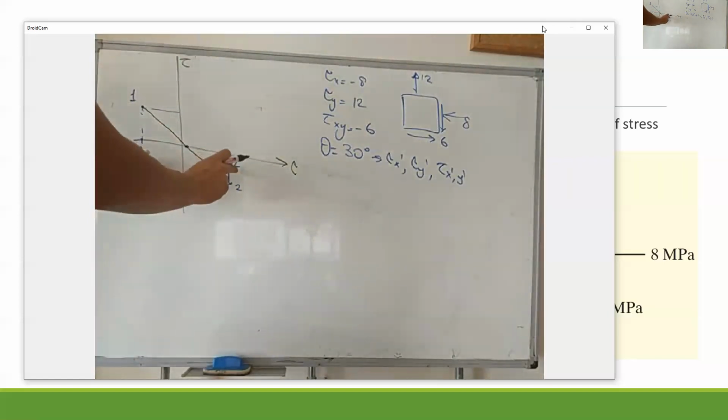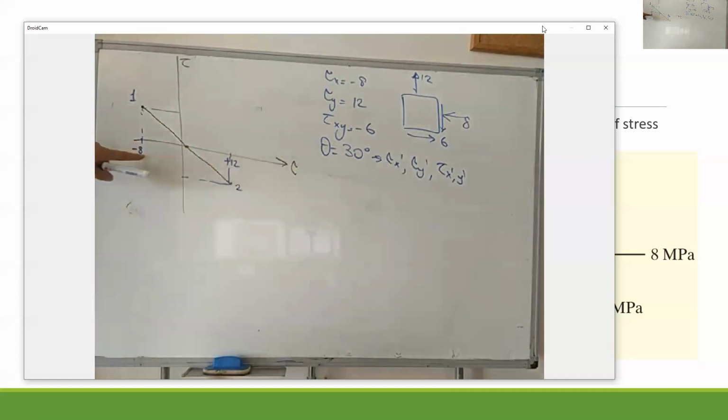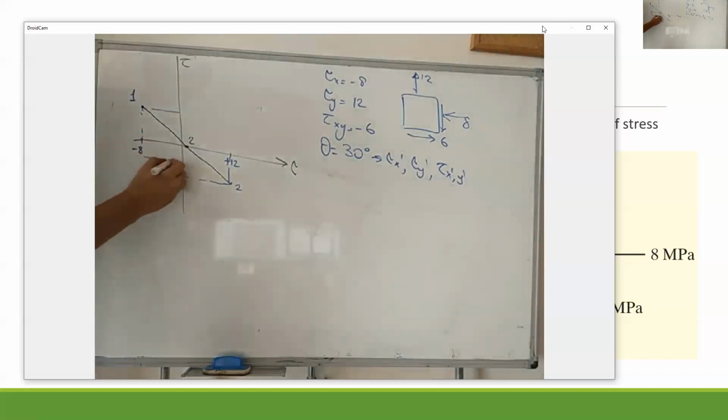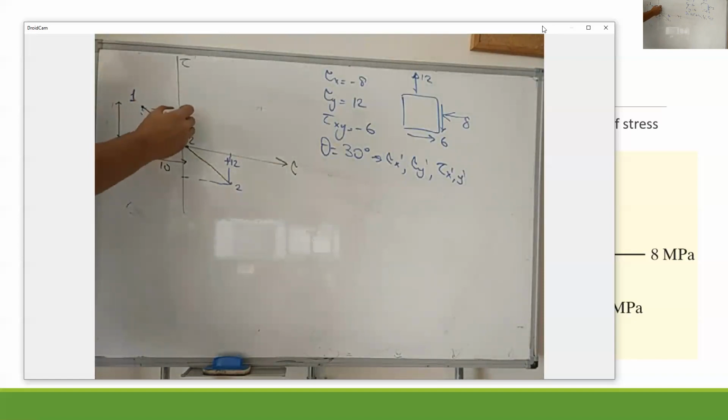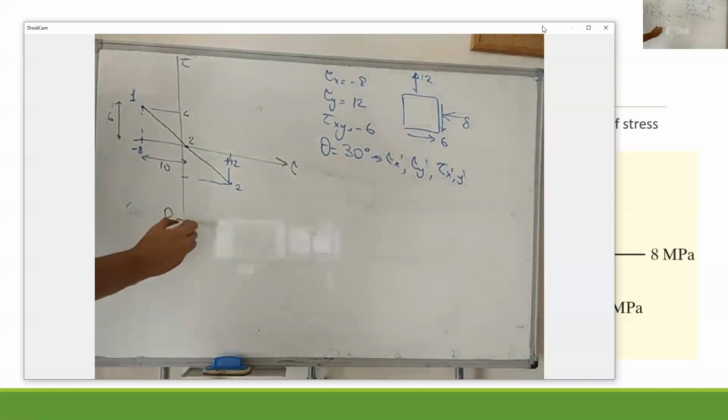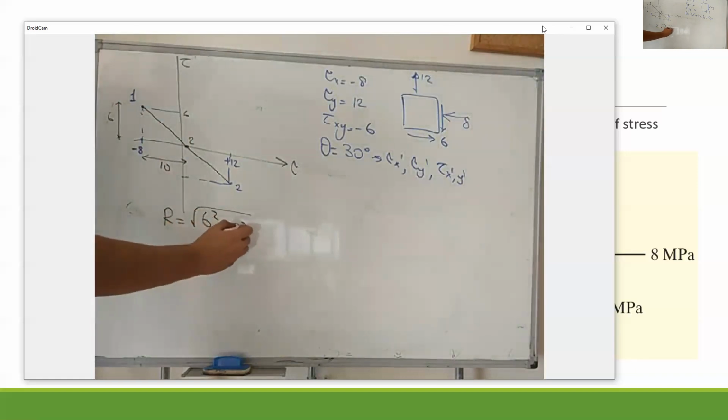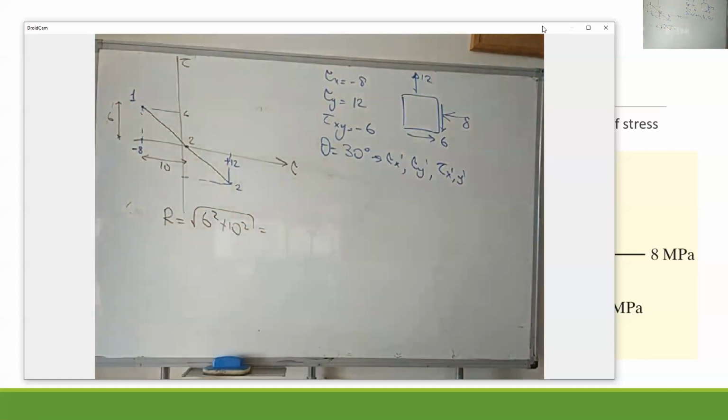What is the value of the center? Sum these values: 12 minus 8, 4, divided by 2. The center is at 2. So this dimension is 10, and this is also 10. You already know this value is 6. So by using this, r is equal to the square root of 6 squared plus 10 squared. I need to look at the calculator.